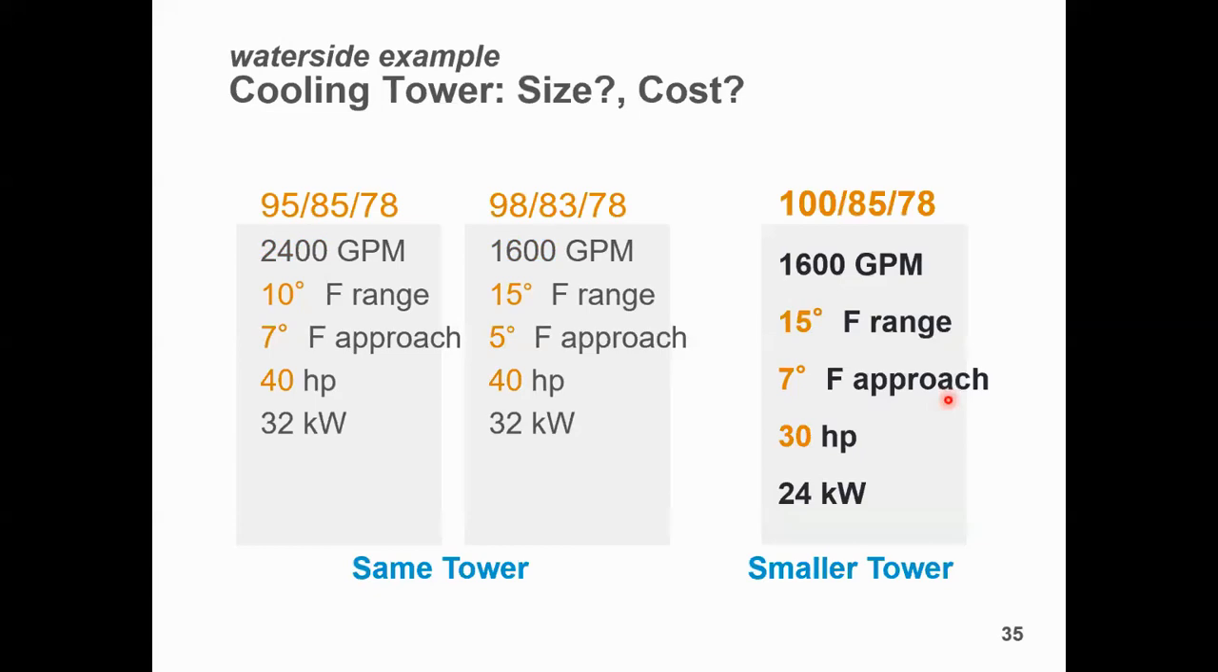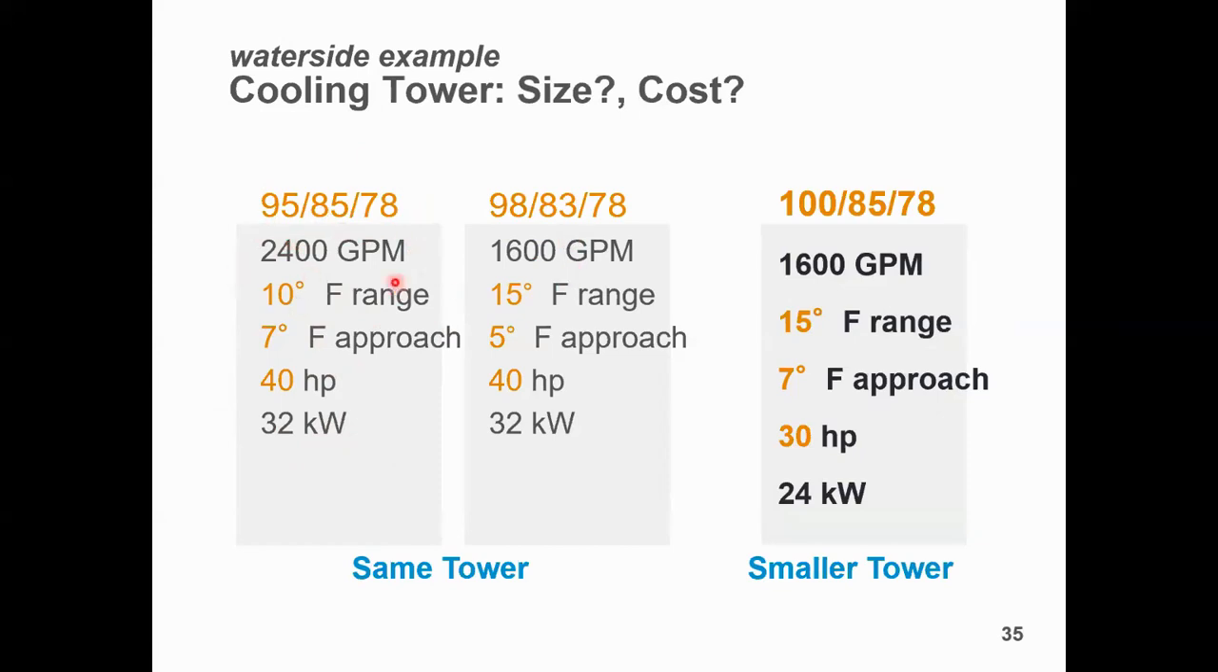So let us see the impact on the cooling tower. Normally, if we design with a 10 degree Fahrenheit delta T and 7 degree approach cooling tower, say this is the condition. 78 is basically the wet bulb temperature, 7 degrees approach. So this cooling tower fan motor kilowatt is around 32 kilowatt, and the same cooling tower flow rate is 2400 GPM.